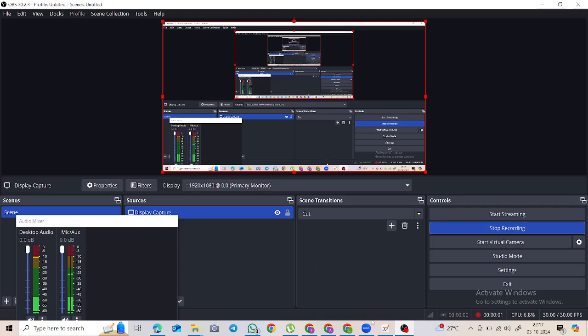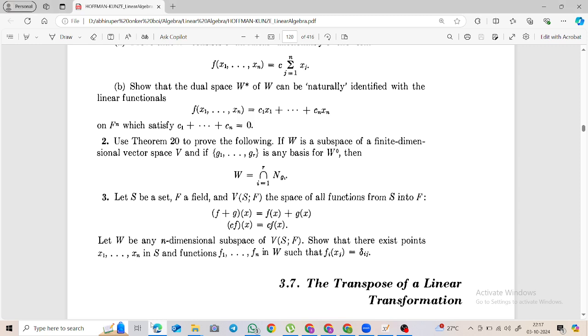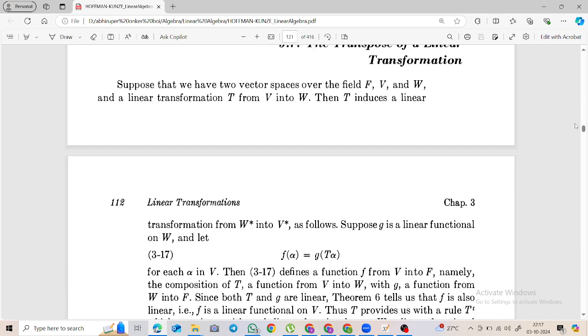So let's start. So we are going to probably start with the transpose of a linear transformation, right?